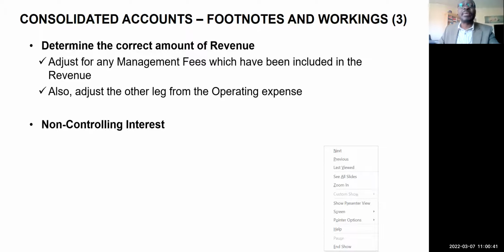Just a second. Let me try and get this up and going. So what happens in the statement of profit and loss?